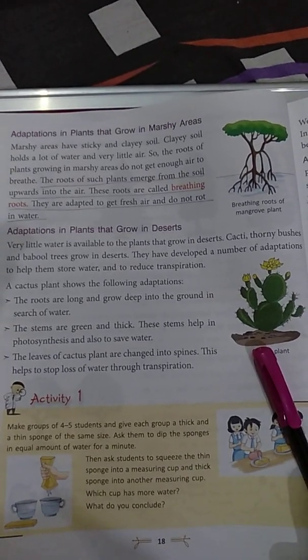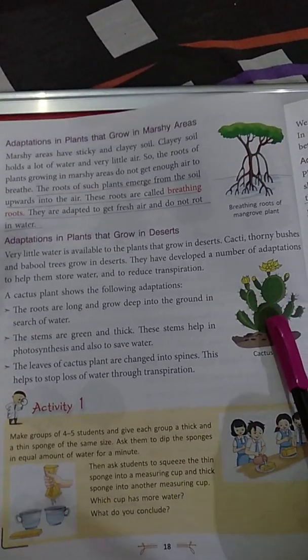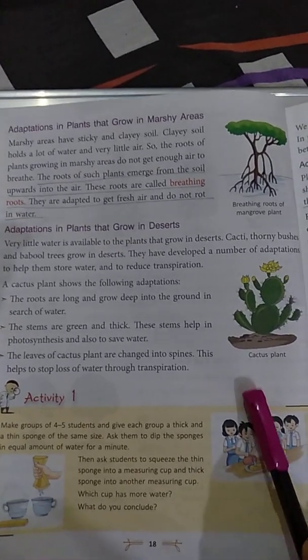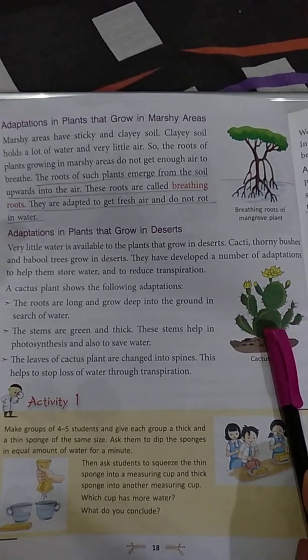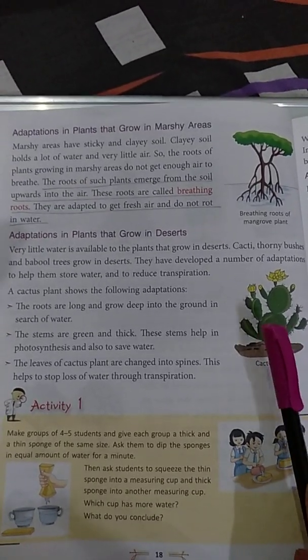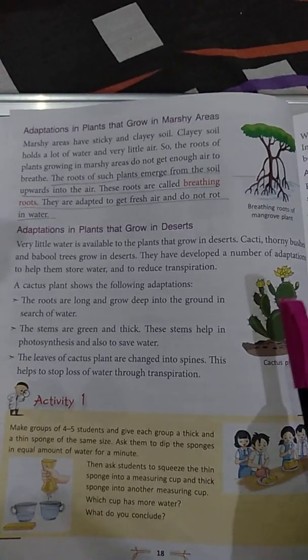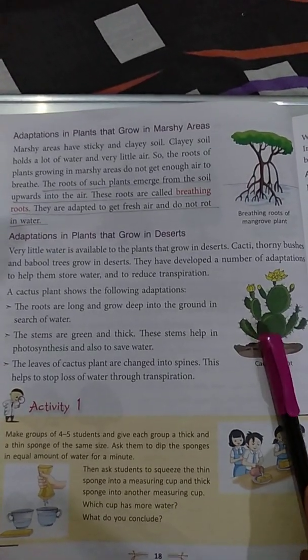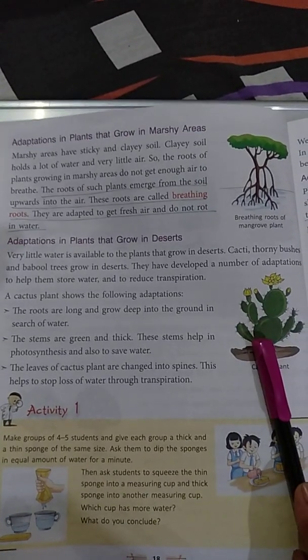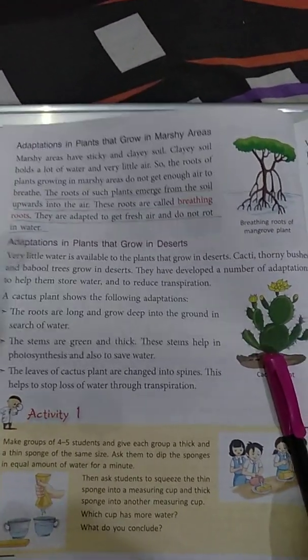The roots are long and go deep into the ground in search of water. The stems are green and thick. The stems help in photosynthesis and also to save water. The leaves of cactus plants are changed into spines. This helps to stop the loss of water through transpiration.